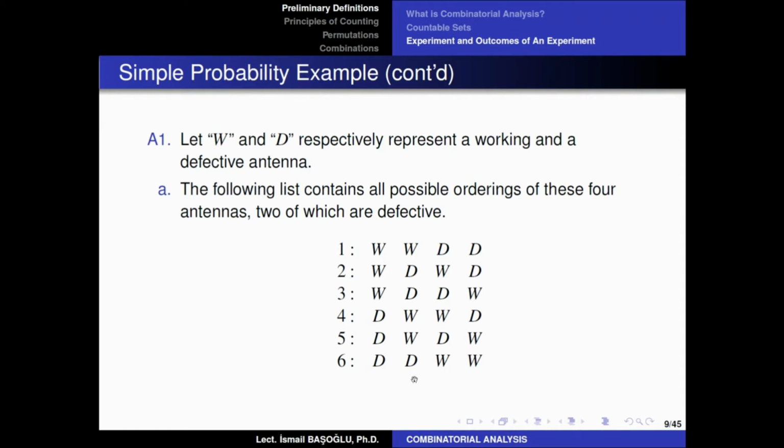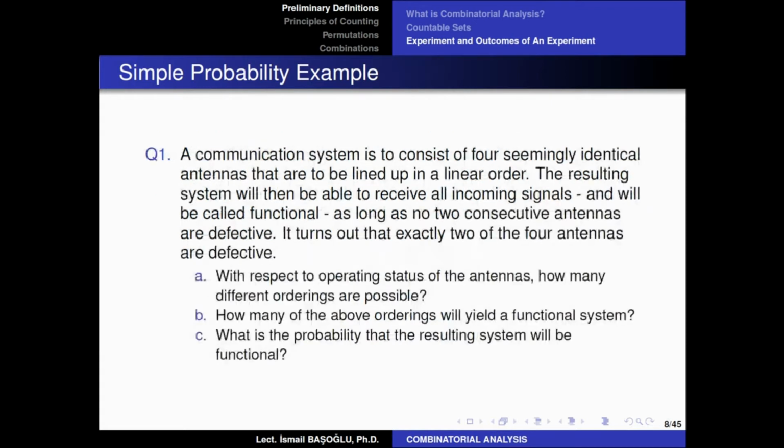Now, even if you try to find another possible ordering, you will not be able to, because these 6 possible orderings are basically all possible outcomes of this random experiment. Okay, so we have basically created a list of possible outcomes of this random experiment with respect to working or defectiveness status. We have 6 possible orderings that we can create with respect to the defectiveness status of the antennas. Now, let's skip to the second part of this question.